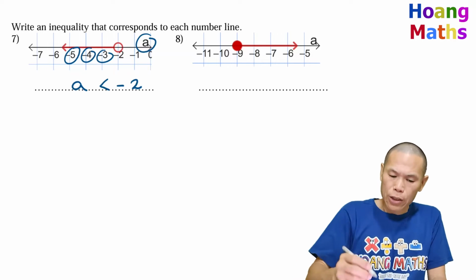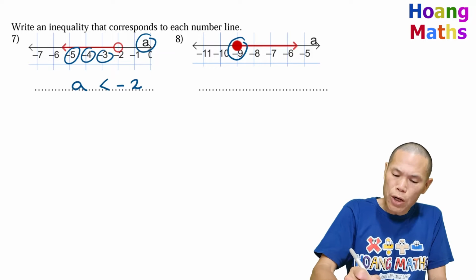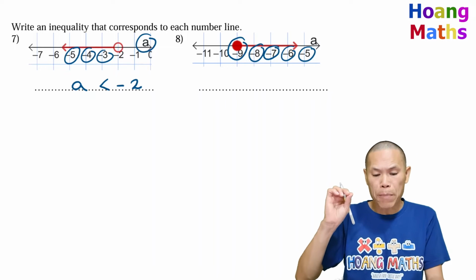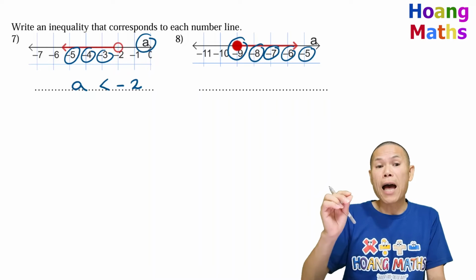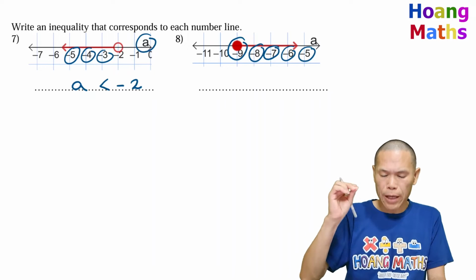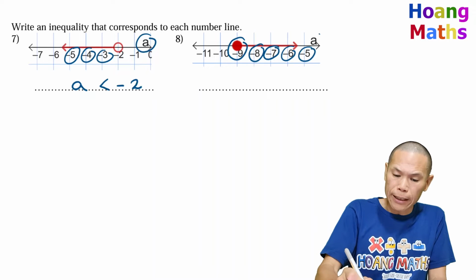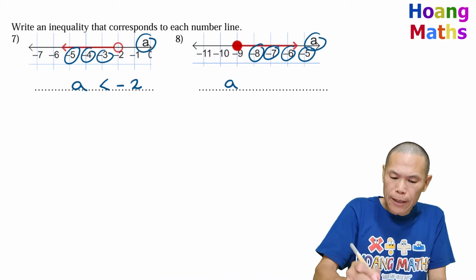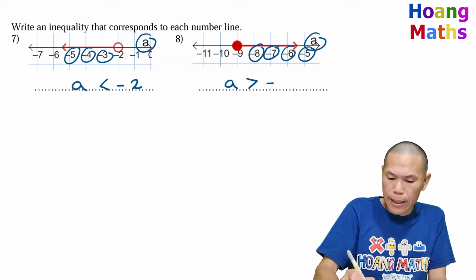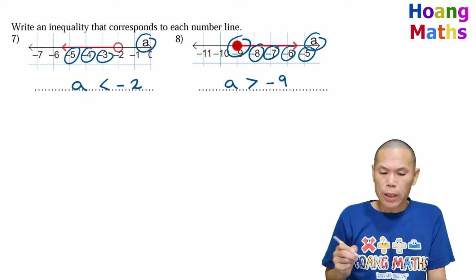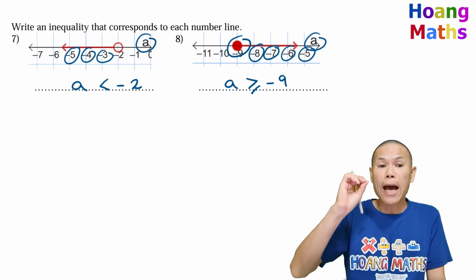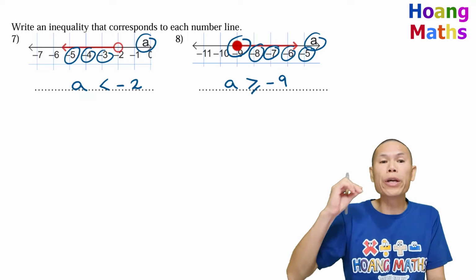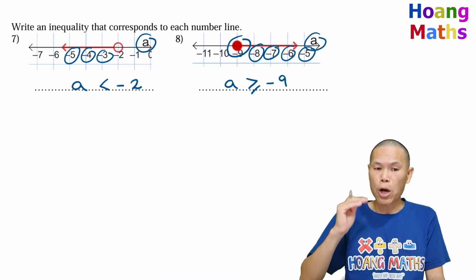Question 8. So we start at -9, and we know that -8, -7, -6, -5, and so on. These numbers on the right-hand side of -9, if you like, are greater than -9. So these numbers represent A. So A is greater than -9. And because the circle is not empty, we have an equal sign. So that is A is greater than or equal to -9. Okay, keep that in mind.